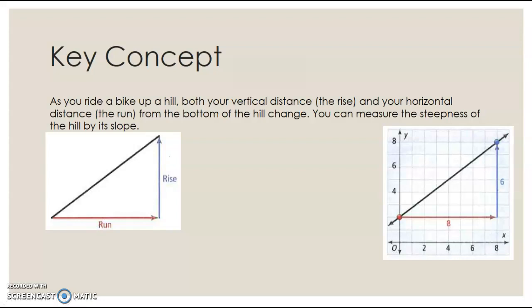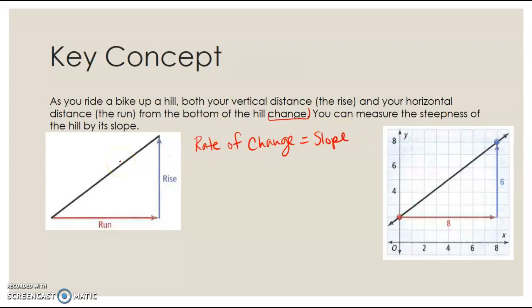As we ride a bike up a hill, both your vertical distance, the rise, and your horizontal distance, the run, from the bottom of the hill, change. And we can measure that steepness of the hill by its slope. And so we're going to call this a rate of change. Notice how we talk about change. And so our slope is rate of change. Rate of change equals slope.